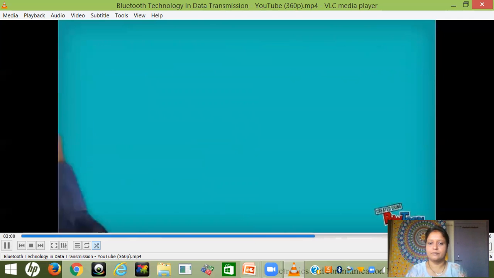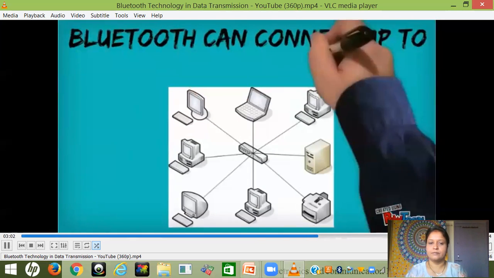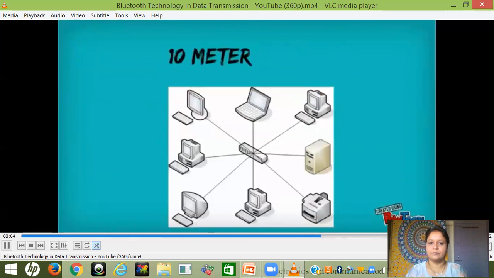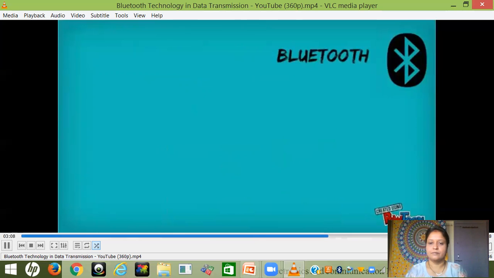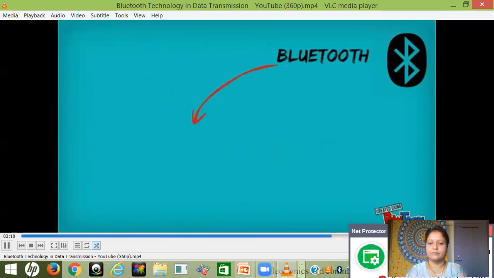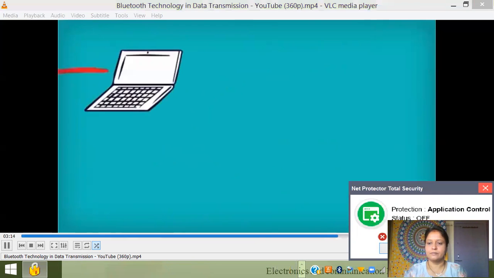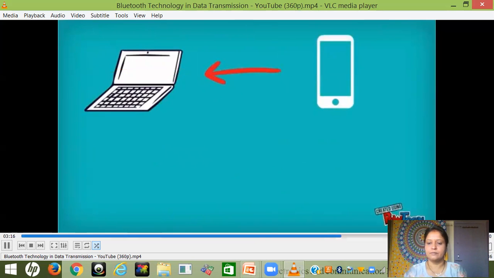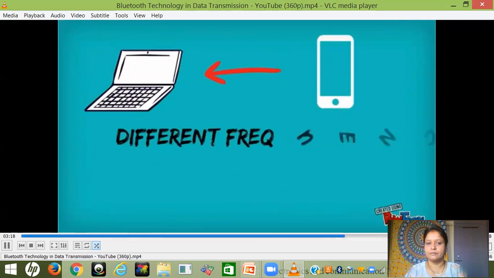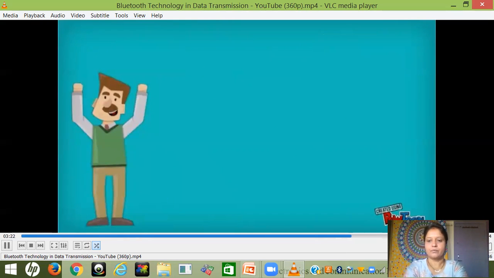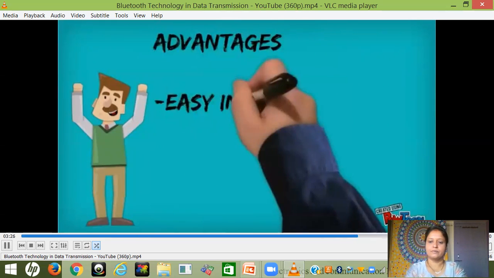Bluetooth can connect up to 8 devices continuously. All those devices are under a 10-meter radius, but they won't interfere with each other because Bluetooth technology uses spread spectrum frequency hopping. This technique makes sure a device does not transmit on the same frequency as other devices at the same time. The advantages of Bluetooth technology are: it is easy to install in any electronic devices.